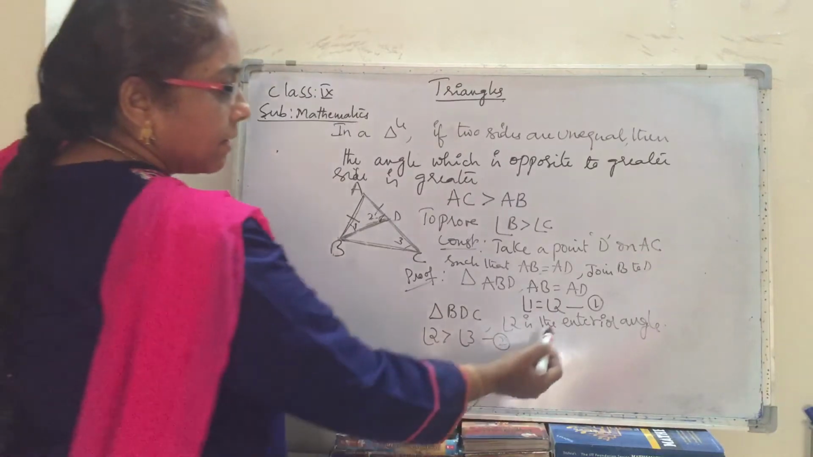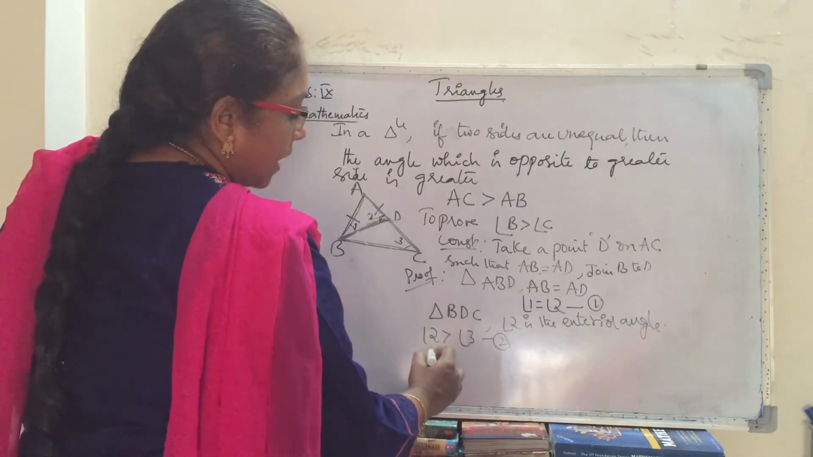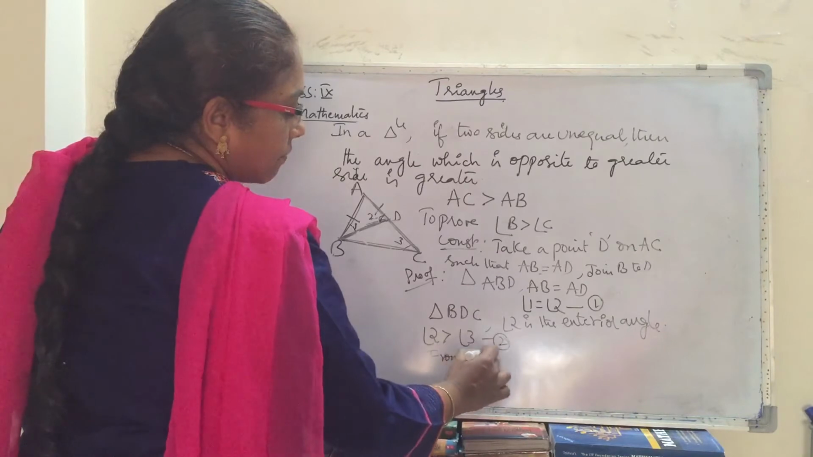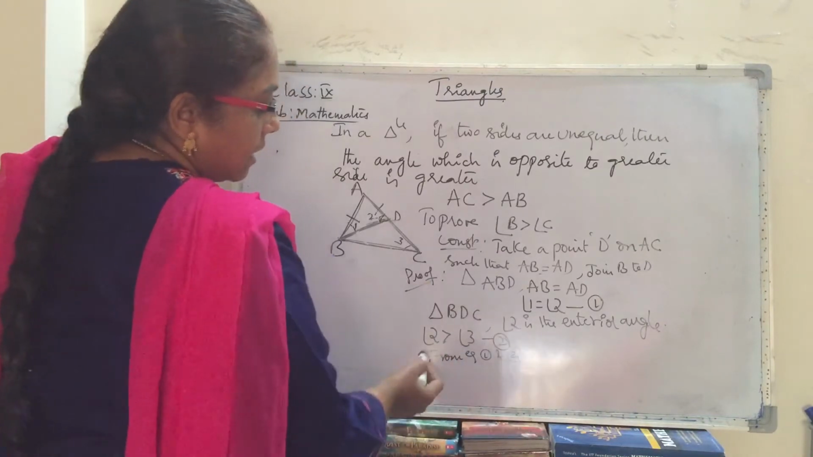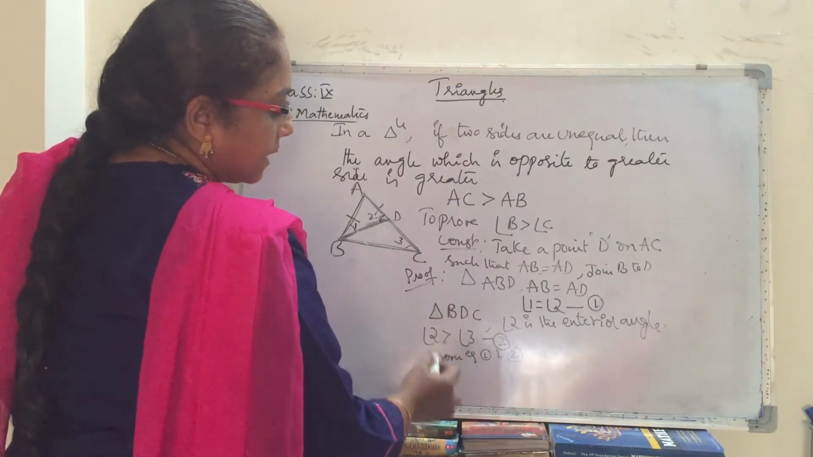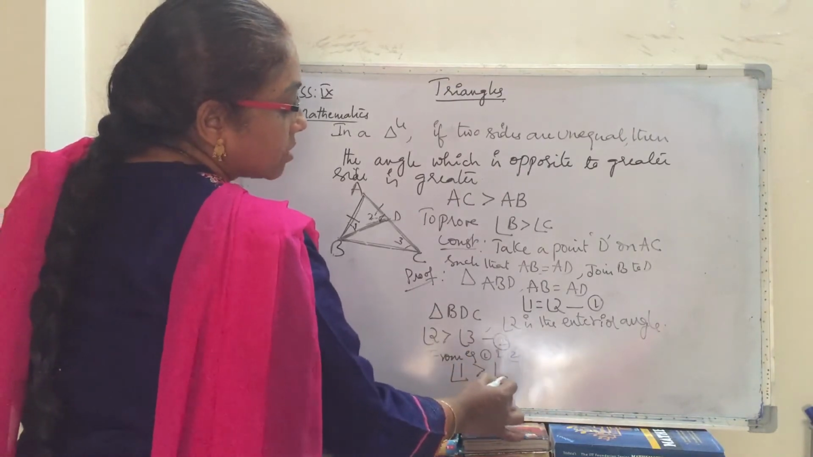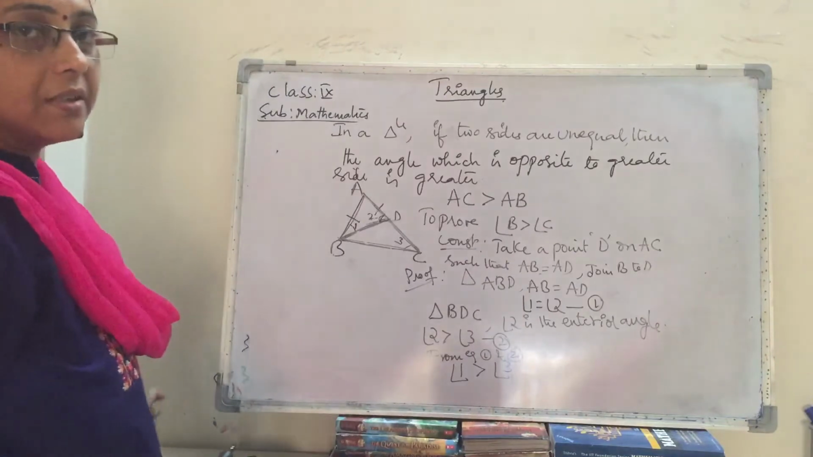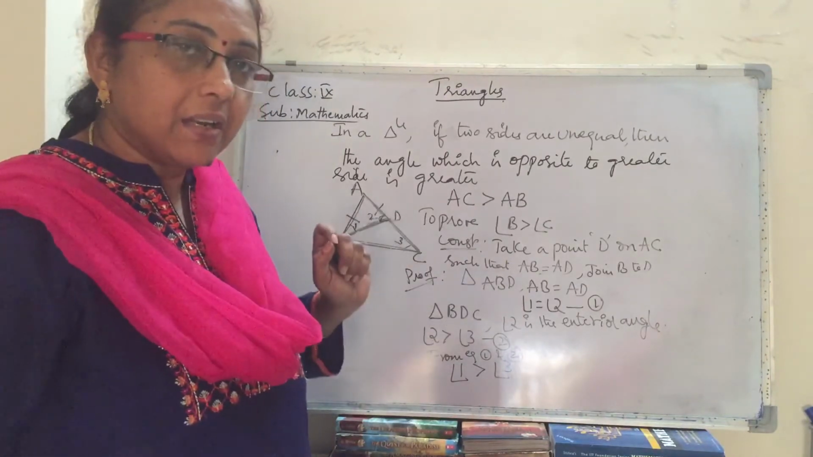Now, from equations 1 and 2, what can I write? See, angle 1 and angle 2 are equal. Angle 2 is greater than angle 3, so can I write angle 1 is also greater than angle 3? Because angle 2 and angle 1 are equal.